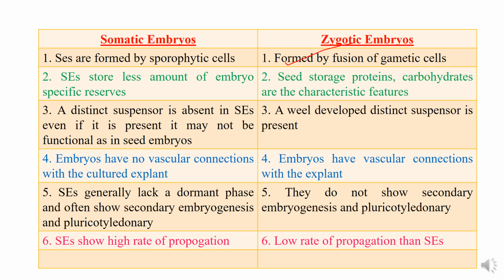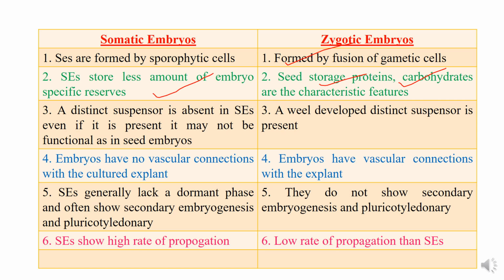Somatic embryos store a smaller amount of embryo-specific reserves; they do not have any endosperm. But zygotic embryos have seed storage proteins and carbohydrates present. And a distinct suspensor is absent in somatic embryos. Even if it is present, it may not be functional as in seed embryos.